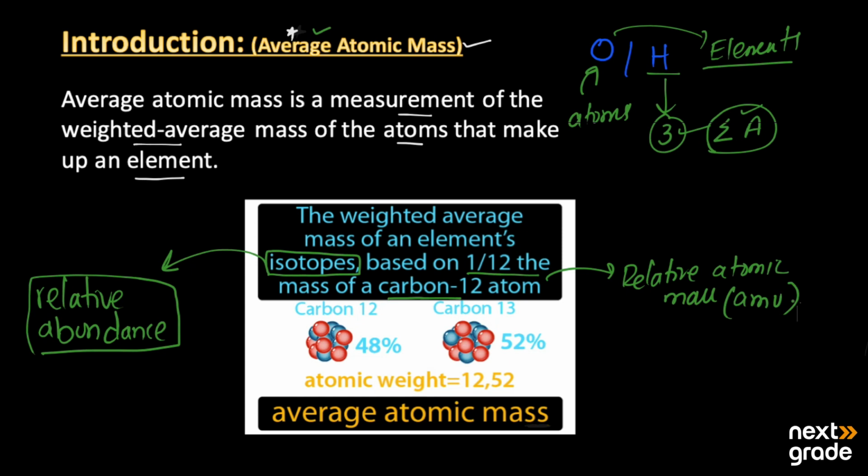So here we have another example. We have carbon-12, its number one isotope, and we have carbon-13, its second isotope. The first one has a relative abundance of 48%, and the second one has a relative abundance of 52%. By solving the problem, we gain its atomic weight, that is its average atomic mass. It is 12.52. So this is basically the average atomic mass of carbon.